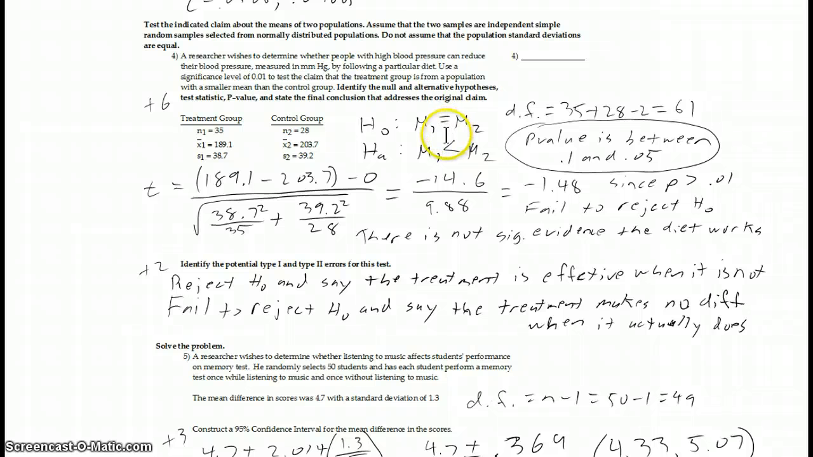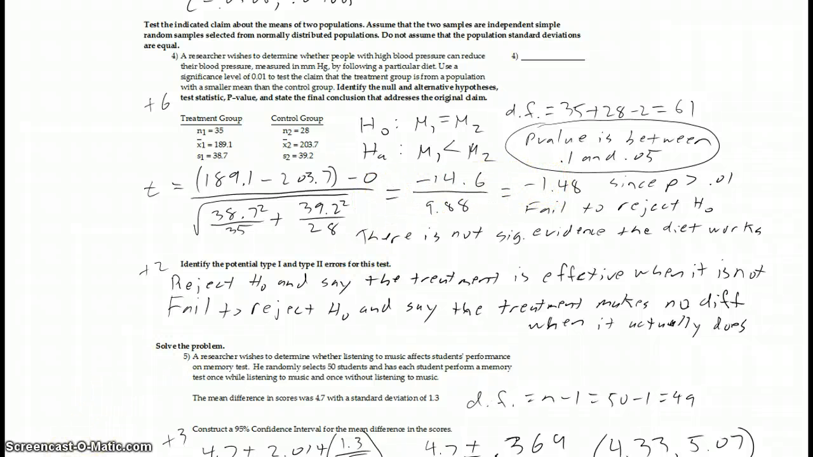I think it's systolic blood pressure, yeah. So our null is that they're equal. The alternative is that the treatment group would be lower, so we make this a one-tailed test, that mu1 is less than mu2. Our degrees of freedom is n1 plus n2 minus 2, so 61 degrees of freedom. And we calculate our t-statistic here, and we get a negative 1.48.